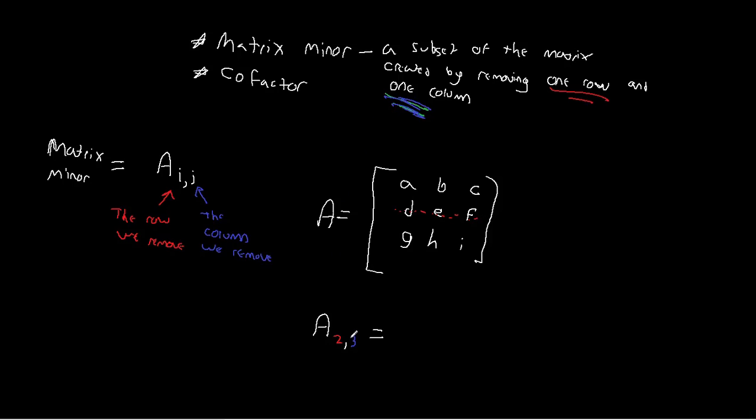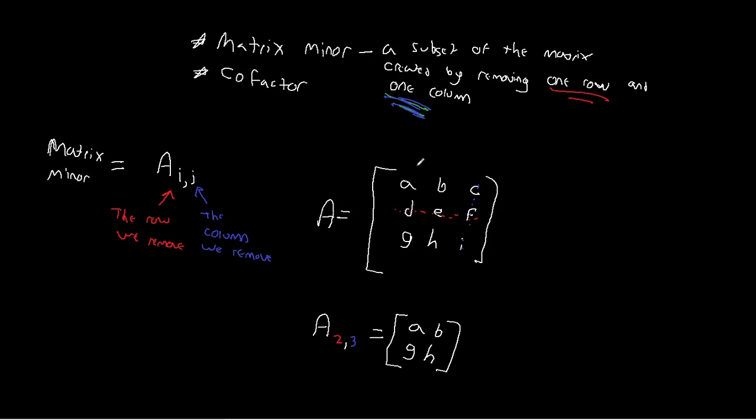And then also, remove the third column. So that would be this column here. We're going to remove that. If we do that, what do we end up with? We end up with A and B, and we end up with G and H.